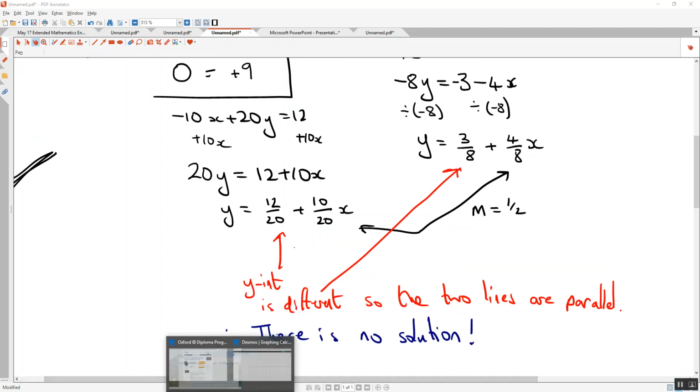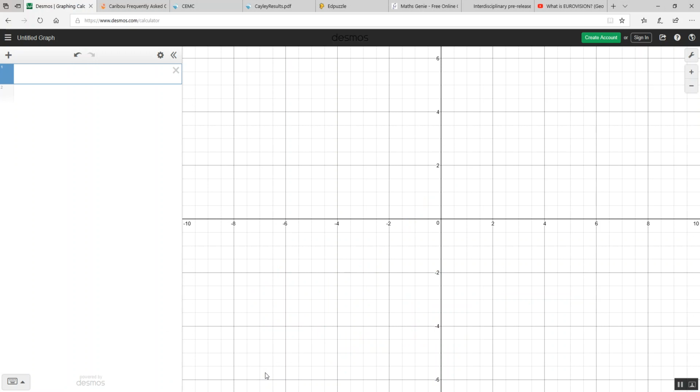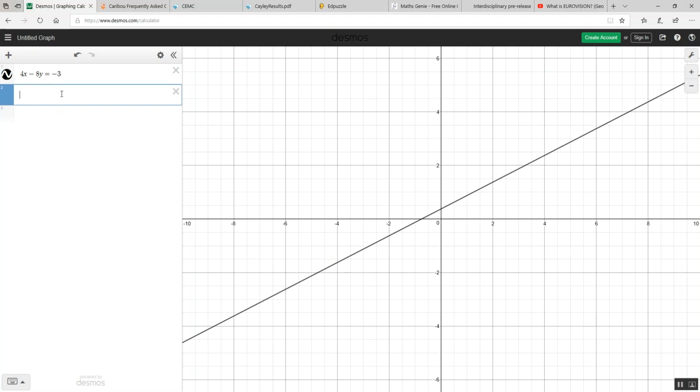What I'm going to do is just verify this by quickly drawing them. The first one was 4x minus 8y equals -3. And the second one was minus 10x plus 20. So there are our two equations. They are drawn, we can see that they are parallel, they do not intersect, so there is no solution.